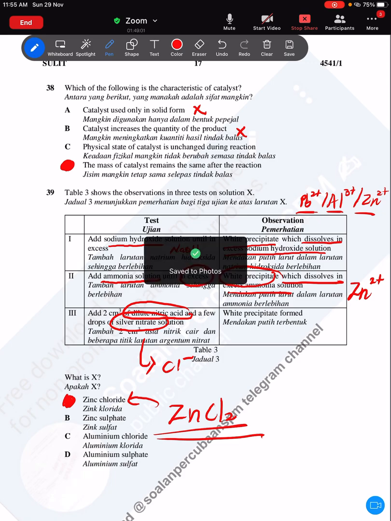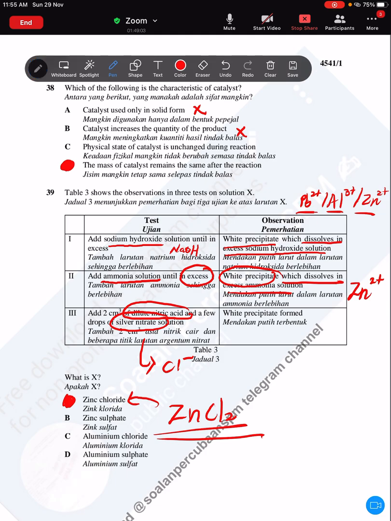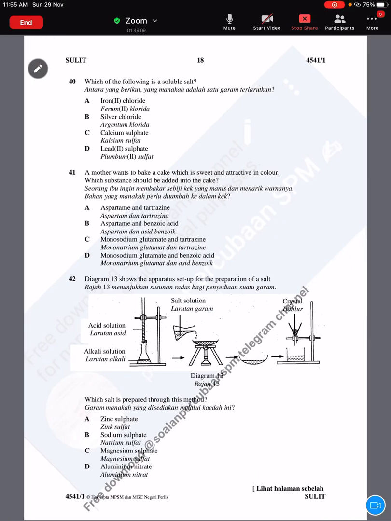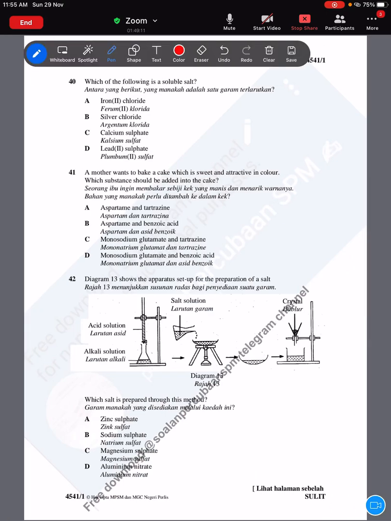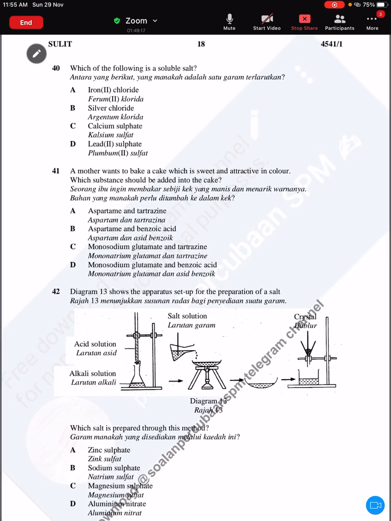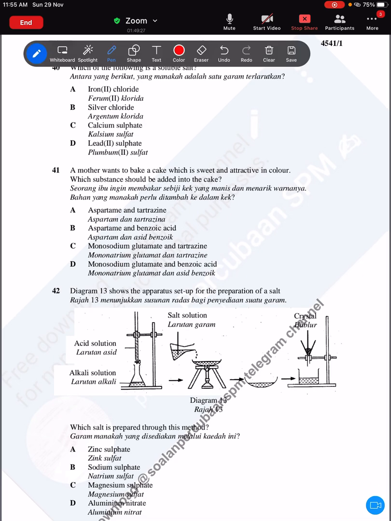Okay, we go to question number 40. Which of the following is a soluble salt? Guys, I have given you an acronym to remember this. A soluble salt is NO ANA. What do I mean by NO ANA? Nitrate, ammonium, sodium, potassium. NO ANA.